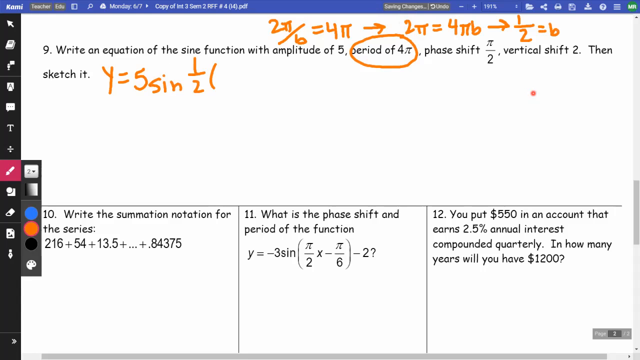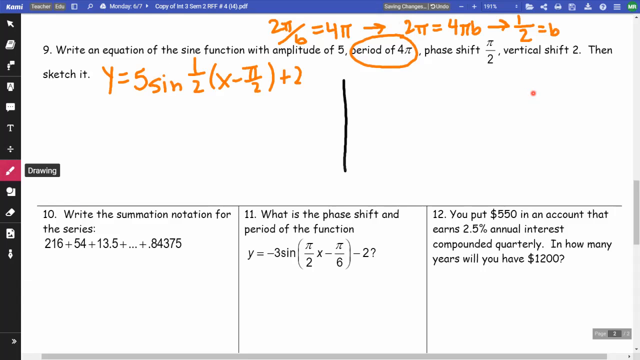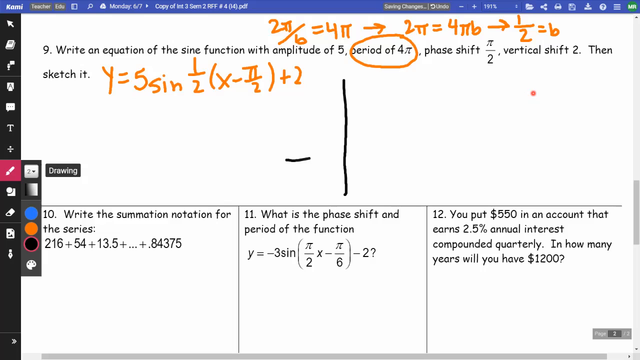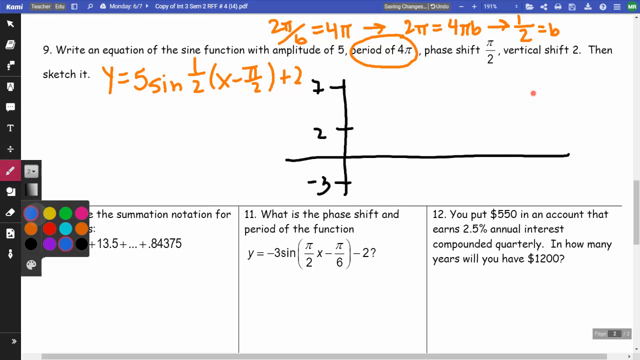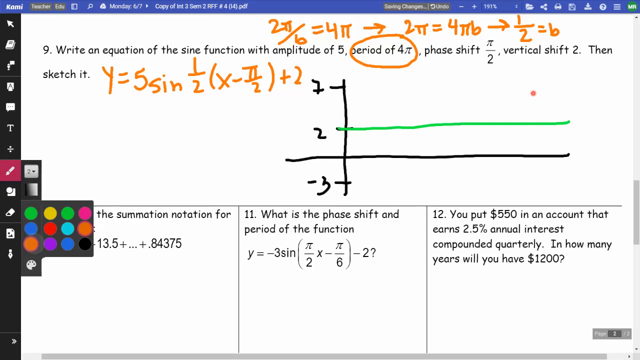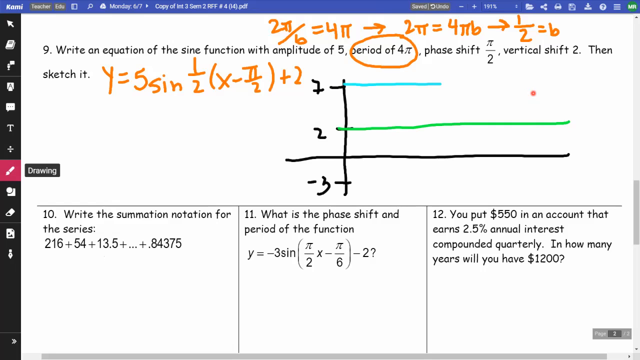Phase shift is pi halves, so it's going to be x minus pi halves, and vertical shift is 2, plus 2. So then if I'm graphing this, let me drop it a little bit. Okay, so I'm starting at 2. I'm going 5 above, which is 7. I'm going 5 below, so I'm going to be at -3. This is going to be my zeros, my vertical shift. These are going to be my high, my low.